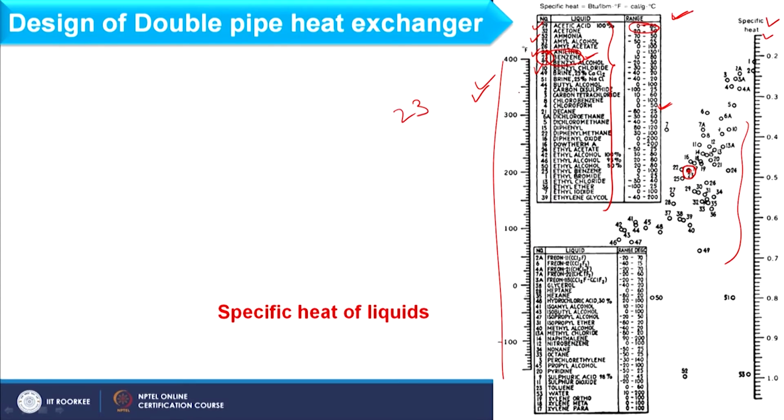From the left side you can consider the average temperature, and let us say my temperature is 100 Fahrenheit, that should be the average temperature. I will draw a line through this circle, and wherever it cuts this right axis, that value I can note as the specific heat of the material. In this way you can consider the specific heat of the liquid. Viscosity we have already discussed, right.